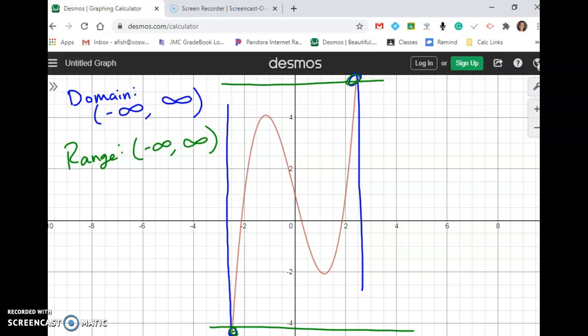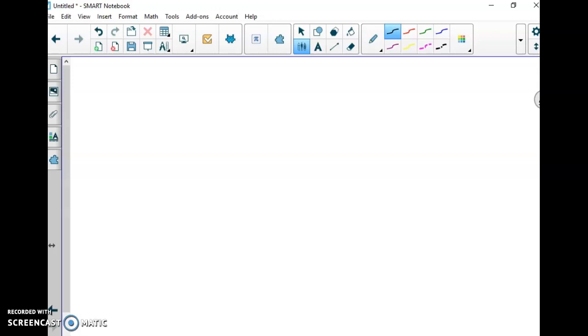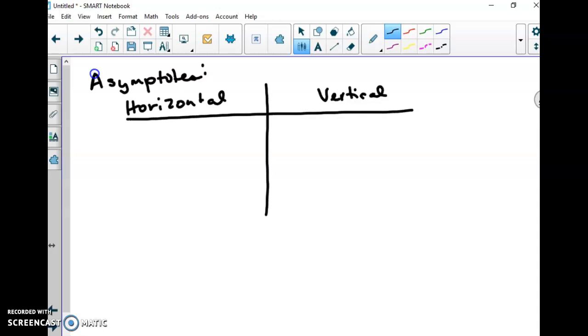Now, there are some times where you might have some issues with your domain and your range. You might have asymptotes. You could have either horizontal, actually let's do this as a subcategory, or you could have vertical. So a horizontal asymptote, this is where your graph is going to approach a limit of plus or minus infinity. So the limit as x approaches plus or minus infinity of f of x equals some number. We'll just call it b in this case.